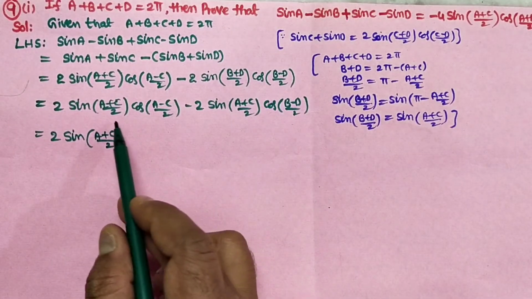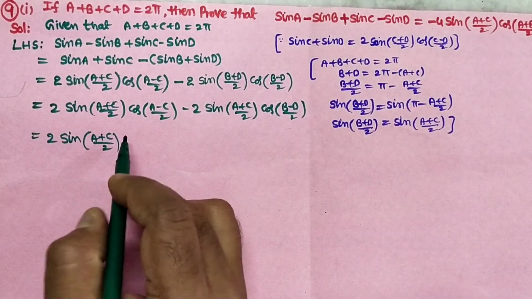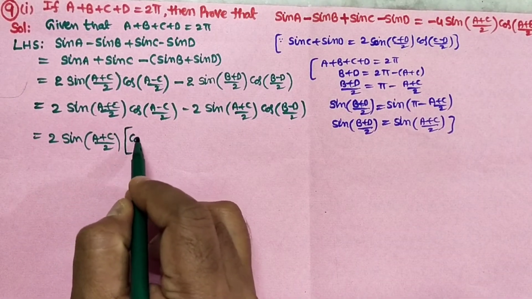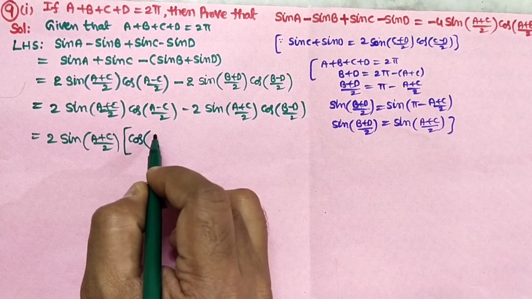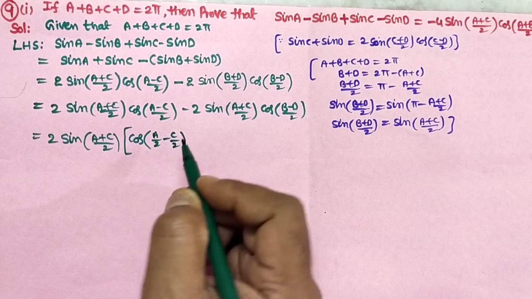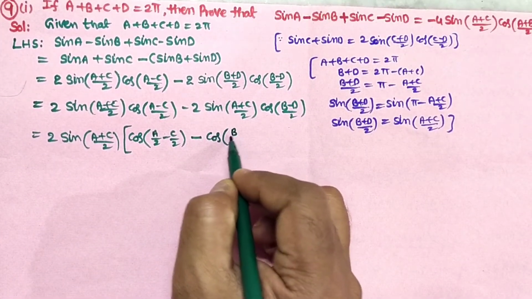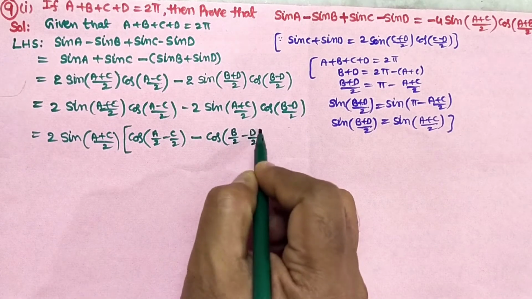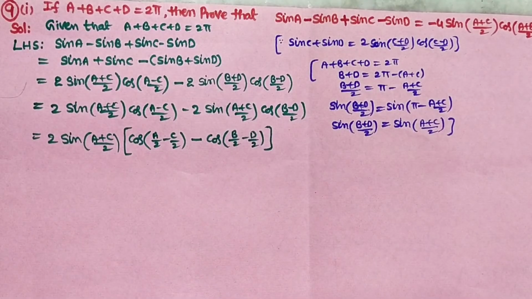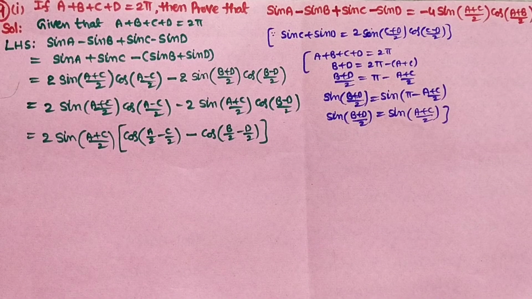If you take common sin of (A plus C) by 2 from these two terms, we will get cos of (A minus C) by 2, meaning A by 2 minus C by 2, minus cos of (B by 2 minus D by 2). After that, again cos C minus cos D. You have to write the formula for cos C minus cos D.